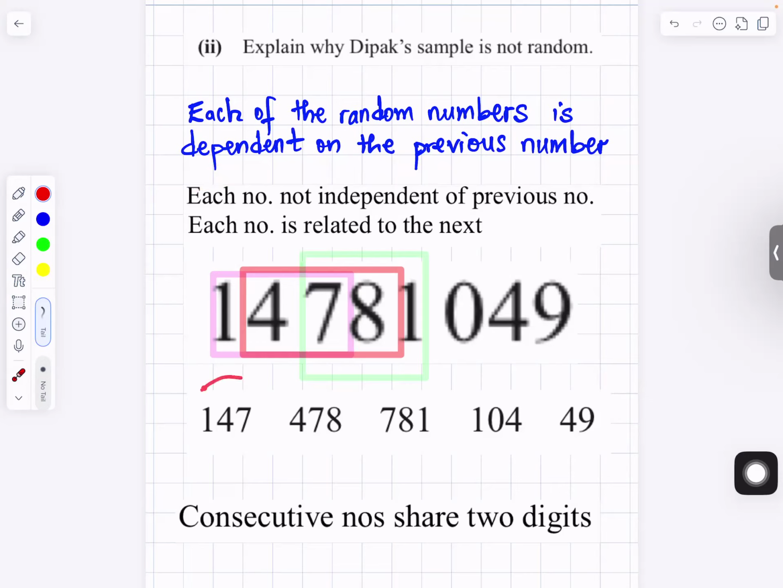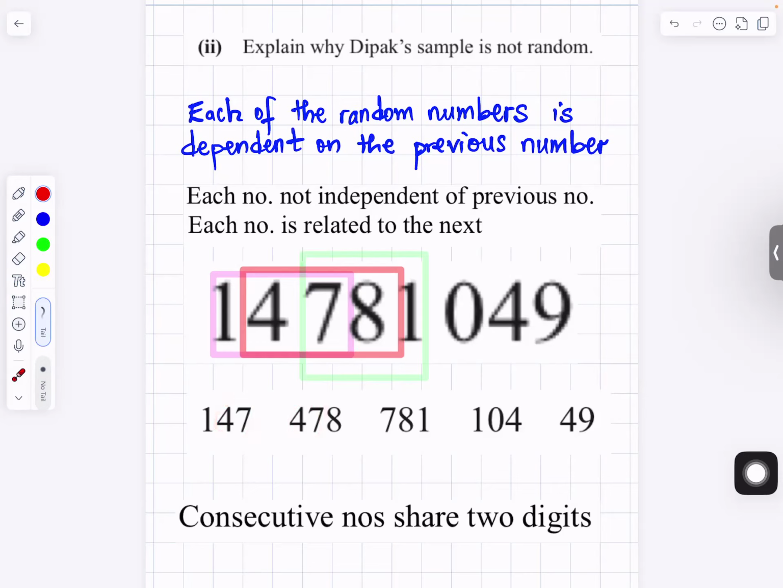If you see here 147, the next number is 478. If you notice there's 47 in the first number, there's 47 in the second number. So these two things are linked. So they depend on each other. So the second number depends on the first number because they have these two digits in common. There's 47 there, there's 47.